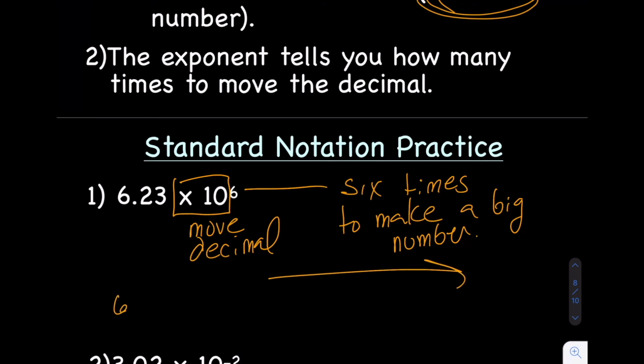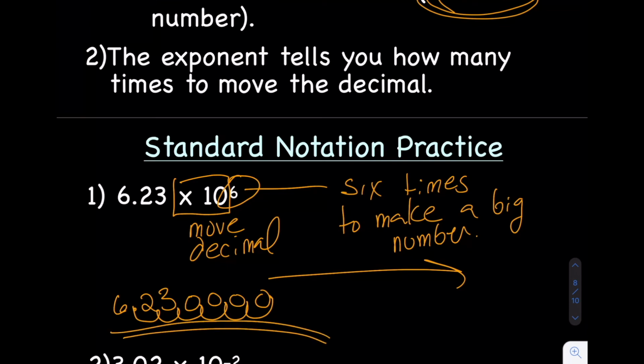So we have 6.23. We have to move the decimal 6 times to make a big number. 1, 2, 3, 4, 5, 6. There you go. Now, please don't ever give me an answer like that, because now I have no idea where the decimal is. You need to rewrite it. So I'm going to have 6, 2, 3 with 4 zeros after it. Okay, so this is scientific notation, standard notation.